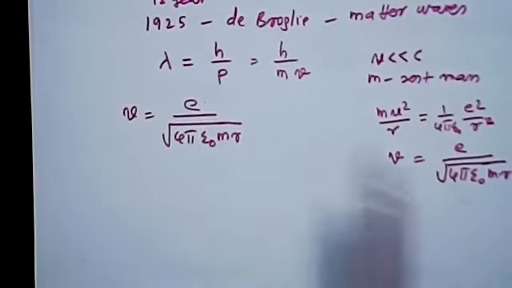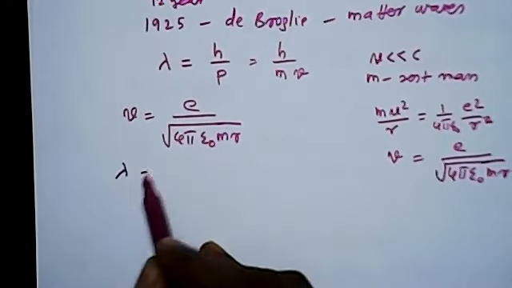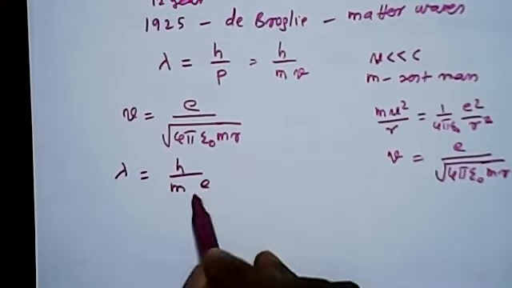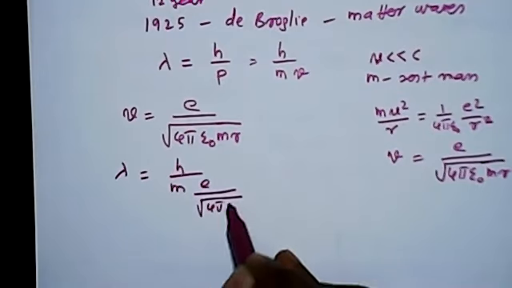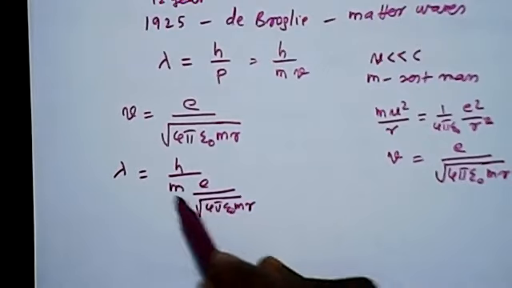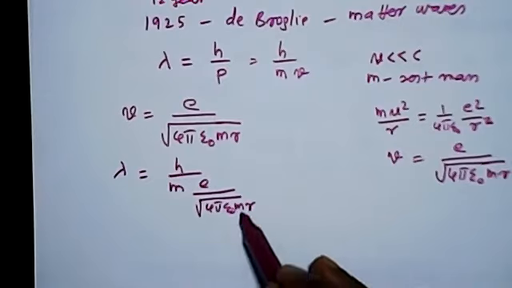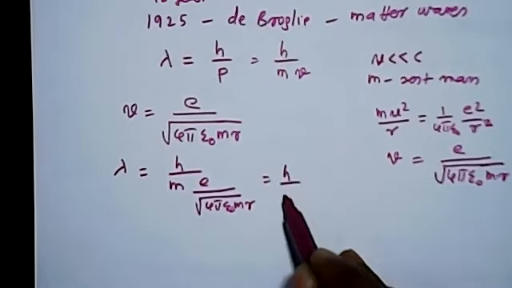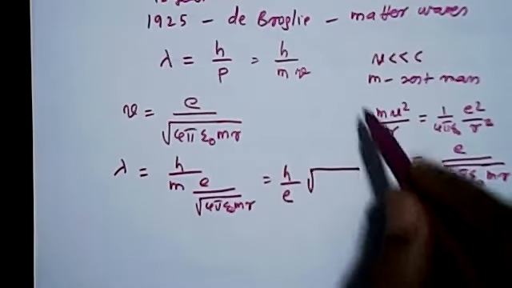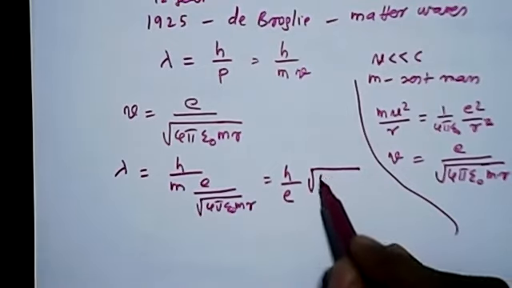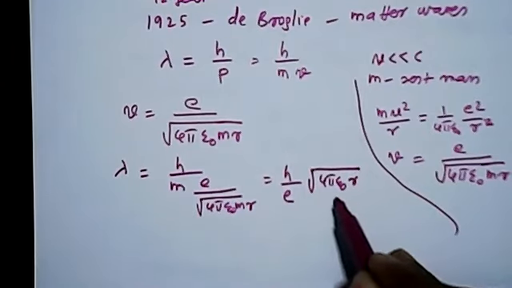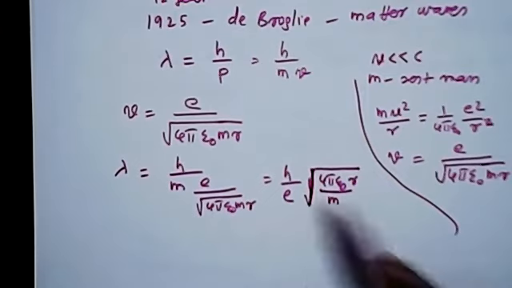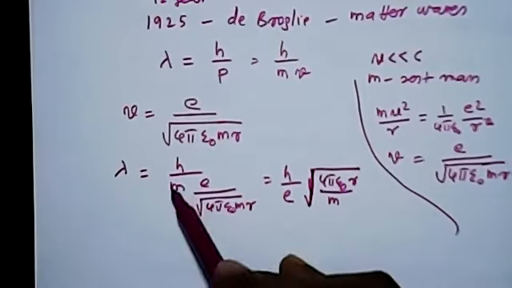So substituting this v here, we get lambda equal to h divided by m into e divided by root of 4 pi epsilon 0 mr. Now one of the m root terms cancels, then the square root goes to the numerator, so this is equal to h by e into root of 4 pi epsilon 0 r divided by m. One root term remains here.